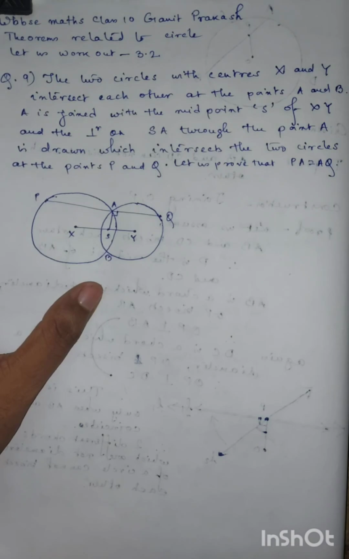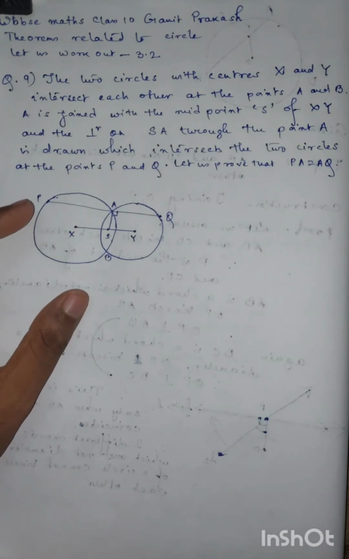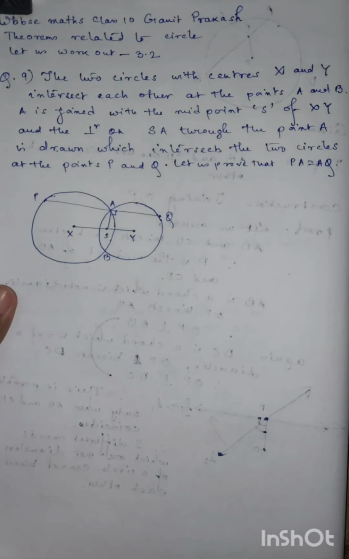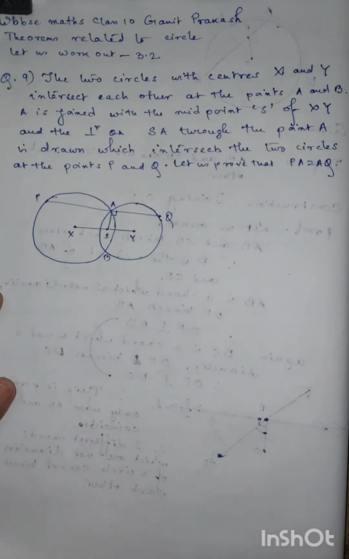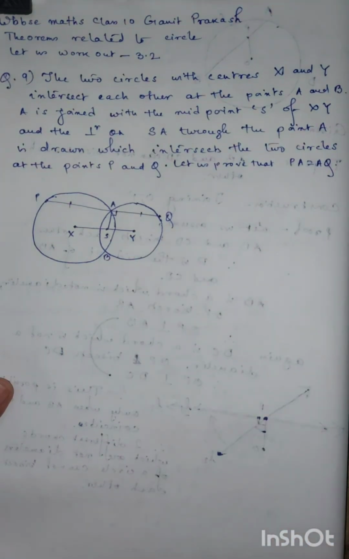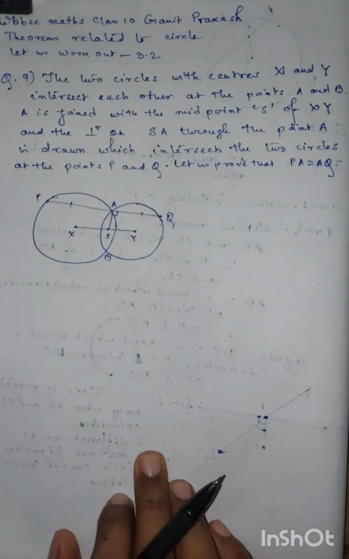It cuts the two circles at P and Q. We have to prove PA equal to AQ. This part is equal to this part. We need to prove that.